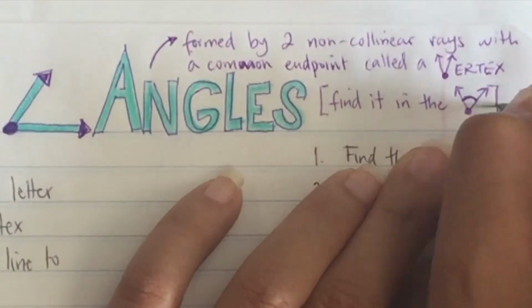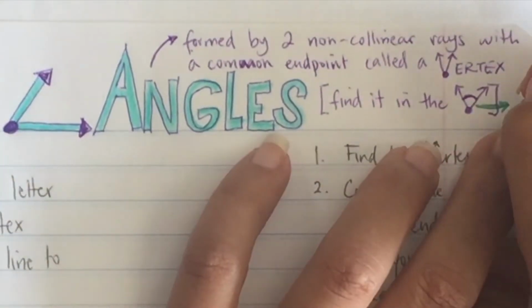This is a listening check. Color in the word angle, the one in red and in green.